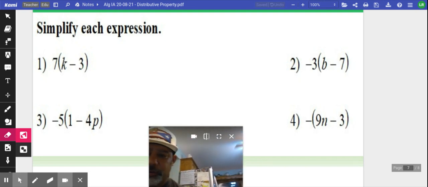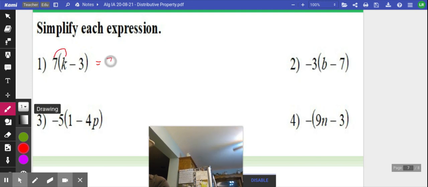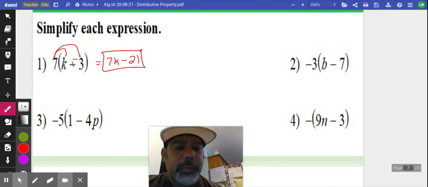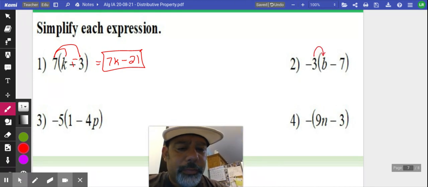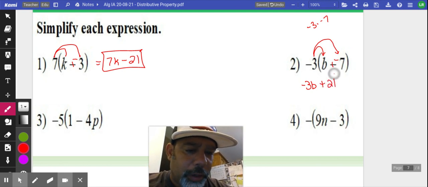Okay, here's the answers. Hopefully you actually paused the video so that you could do them on your own. Okay, for this first one, we're going to distribute. 7 times k is 7k. 7 times negative 3 is negative 21. Okay, number 2, negative 3 times b is negative 3b. And we have negative 3 times negative 7. That is a negative 7. Negative times a negative makes that a positive 21.